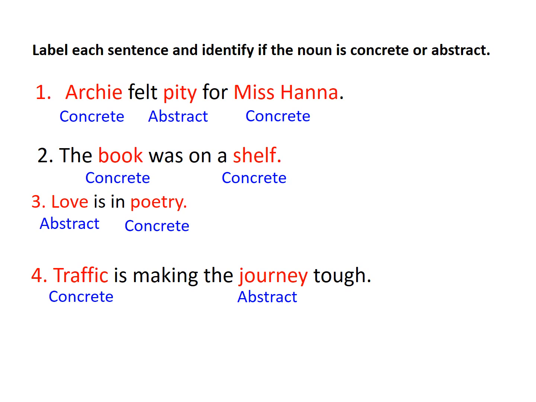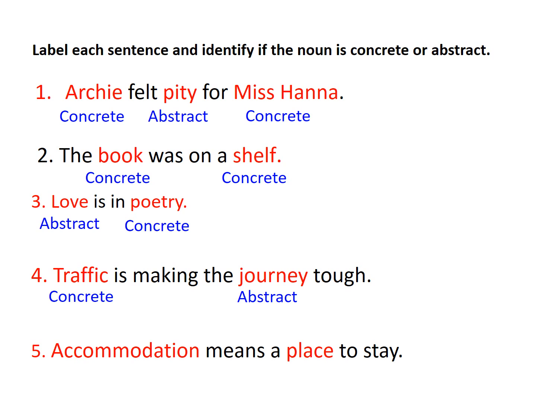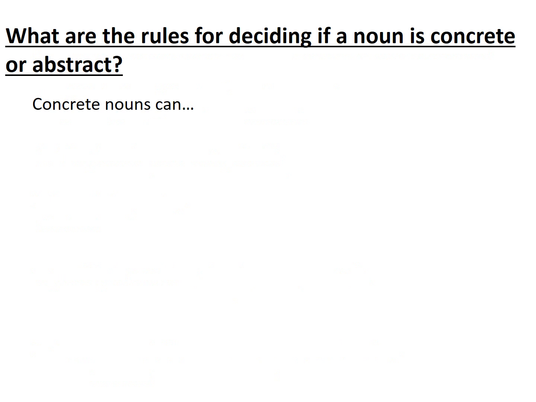The final example is particularly tricky. Accommodation is classed as an abstract noun because you cannot detect it with the senses. Yet a place is something you can tangibly see, hear, feel, experience by using the senses.